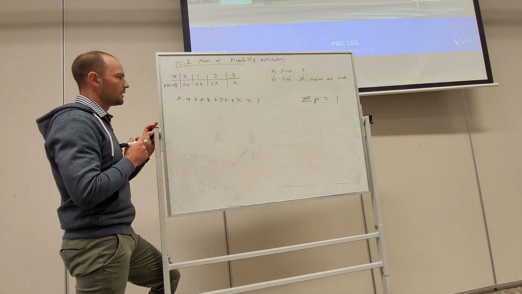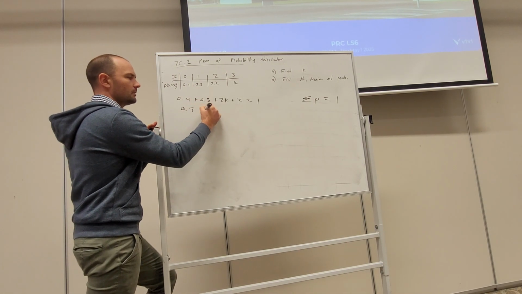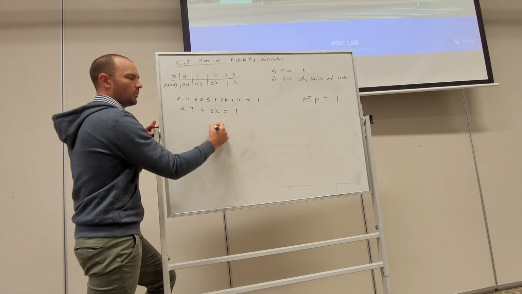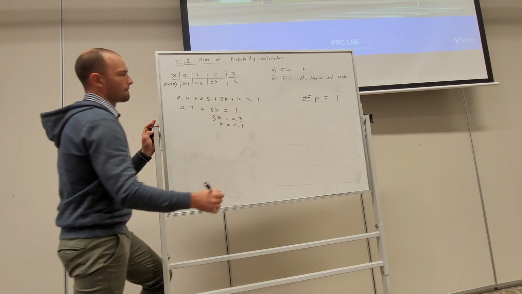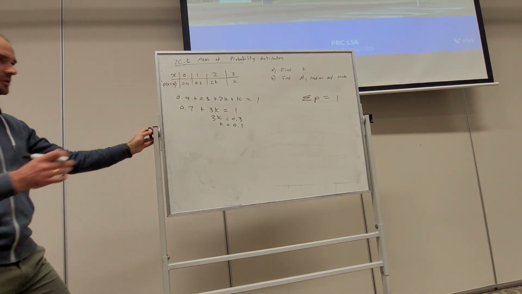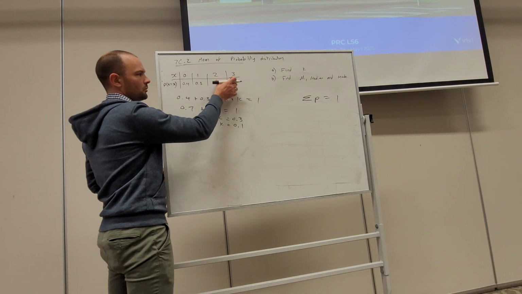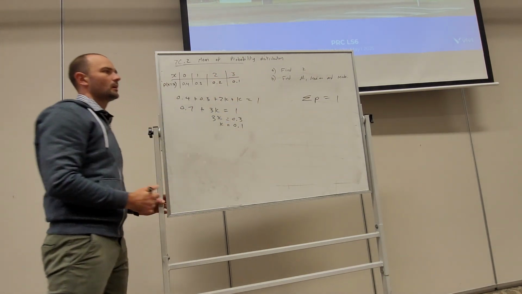All right. So we've got 0.4 plus 0.3, we'll have 0.7 plus 3k is 1, we'll have 3k is 0.3 and k is 0.1. All right, so we've determined the value of k there, which means we can update our probability distribution here. We would have 0.1, we'd have 0.2.